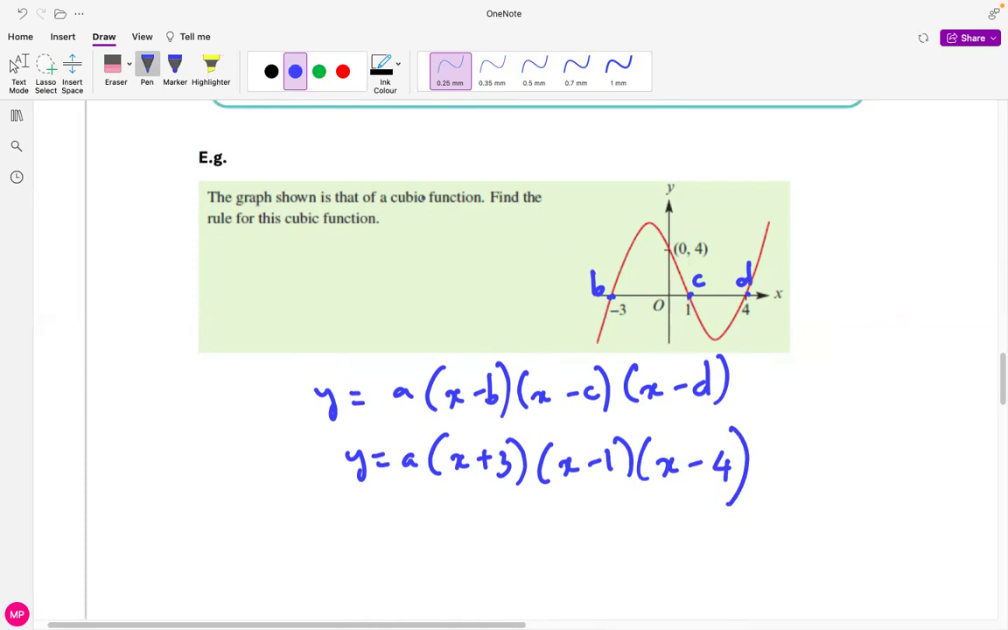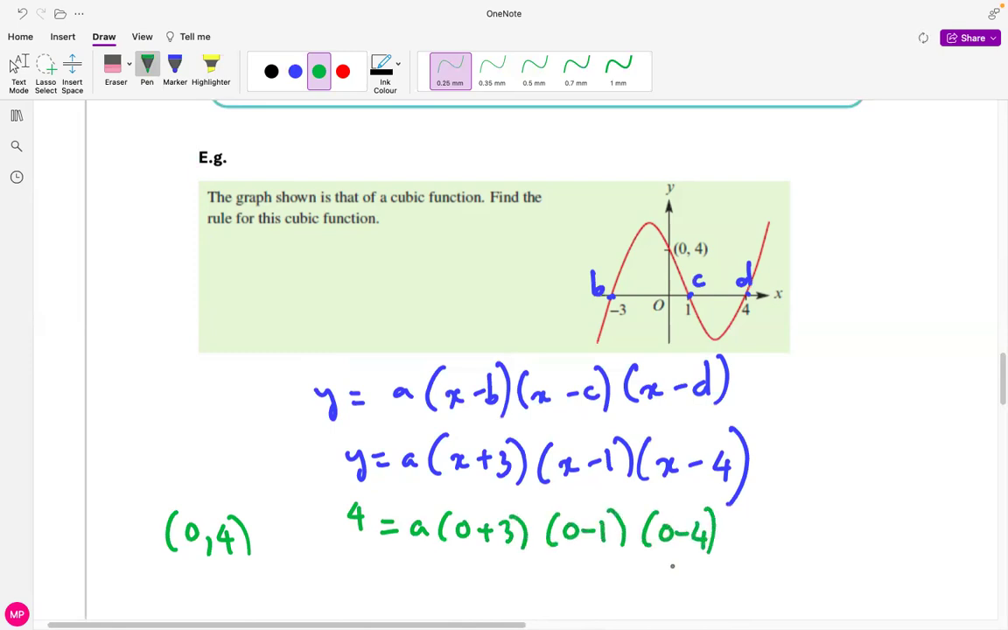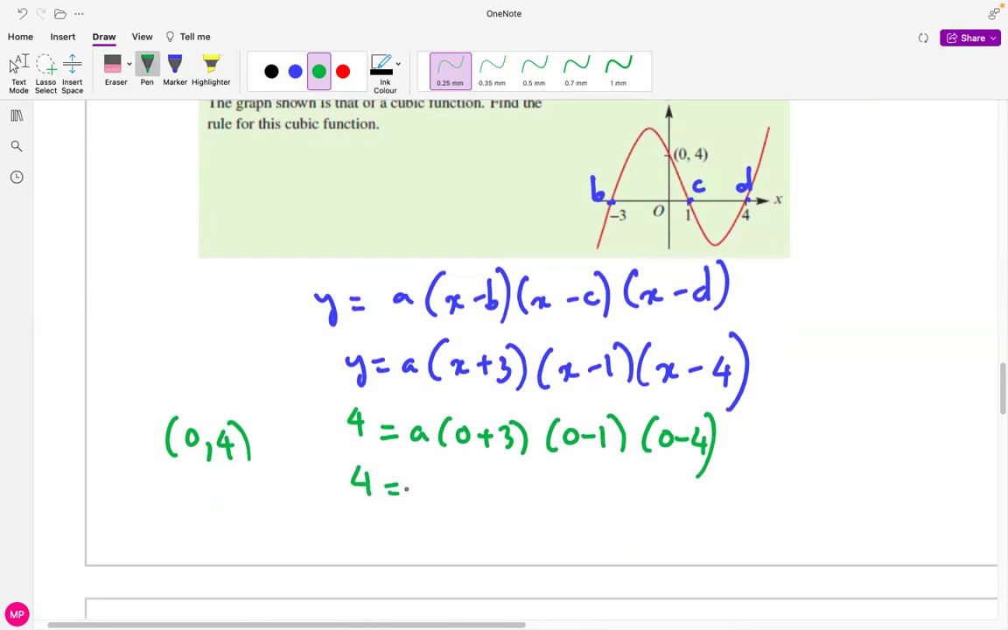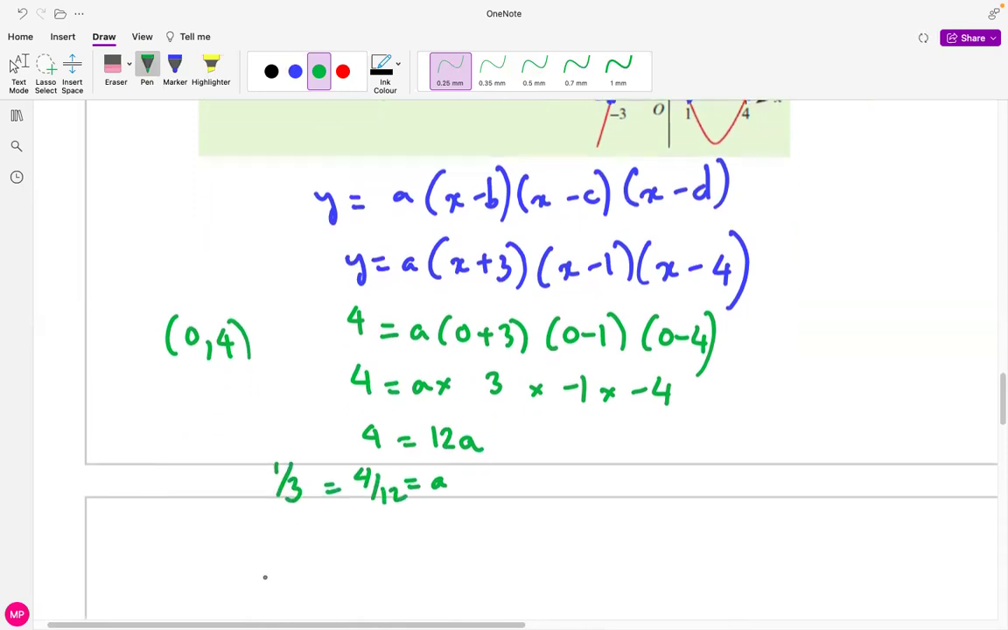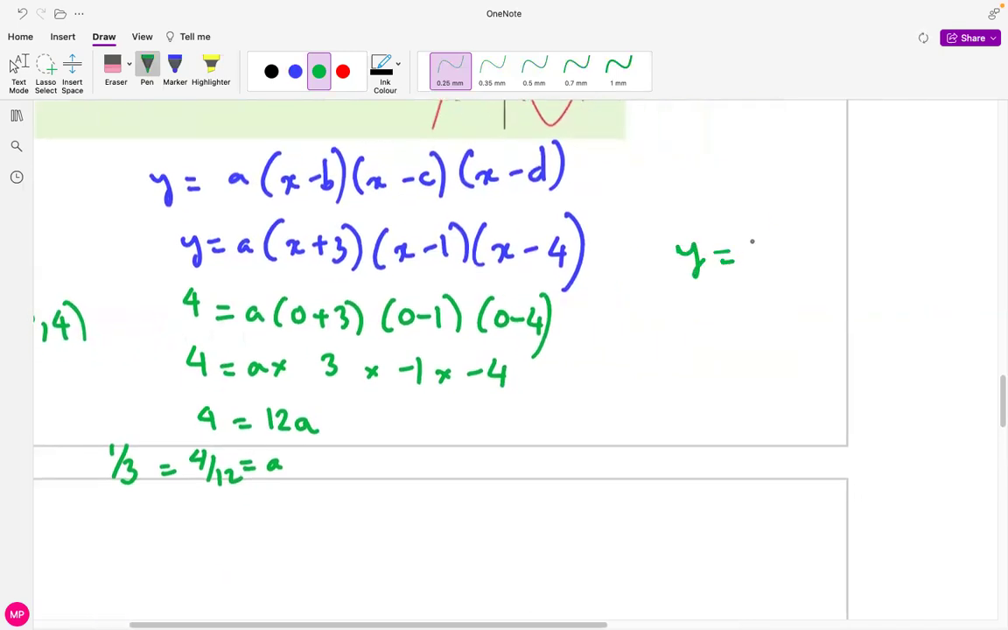Then they give you the point (0, 4). What you can do with that point is substitute it in and solve for a. So 4 = a(0 + 3)(0 − 1)(0 − 4). So I have 4 = a times 3 times negative 1 times negative 4. 3 times negative 1 is negative 3, times negative 4 is positive 12, so 12a. Then you divide 4 over 12, which gives you 1/3. So in the answer, you would write y = 1/3 (x + 3)(x − 1)(x − 4), like that.